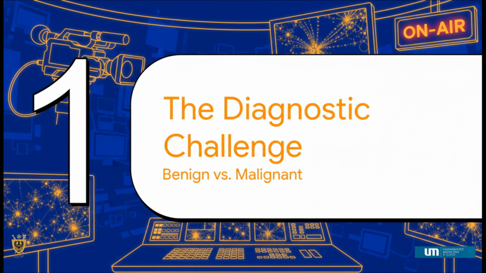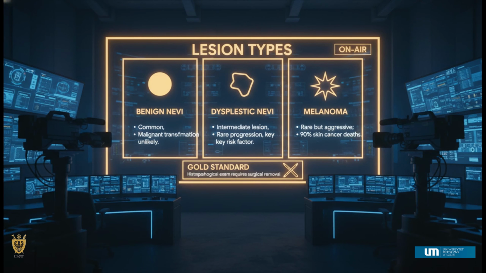Okay, first, let's clearly define the lesions we're trying to differentiate, because getting this right is absolutely critical for patient outcomes. We're looking at 3 main types here. First, benign nevi. These are your common moles, usually harmless. Then you have dysplastic nevi, which are an intermediate type and a key risk factor for melanoma. And finally, there's melanoma itself. It's rare, but it's aggressive, and it's responsible for most skin cancer deaths. The problem is, right now the gold standard for diagnosis requires cutting out the lesion for a biopsy, which is an invasive and often stressful procedure.